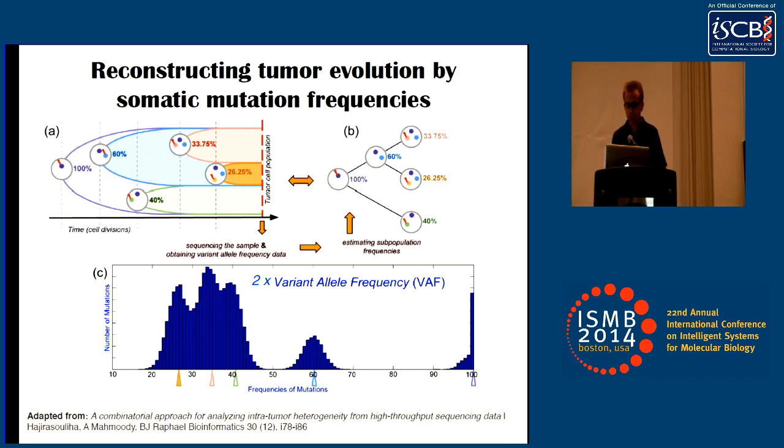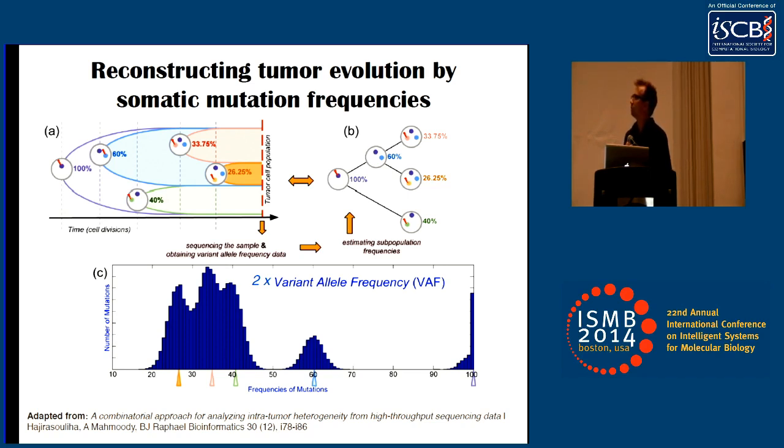Okay, so it turns out, as Iman has said, that with high throughput sequencing, often you can, and I took this picture from his paper because I thought it was a really good one, so I'm going to use it in my talk too. It turns out that with the mutation frequencies, under some conditions, you can actually reconstruct the entire evolutionary history. But even more importantly, you can also reconstruct the genotypes of each one of these subclonal populations.